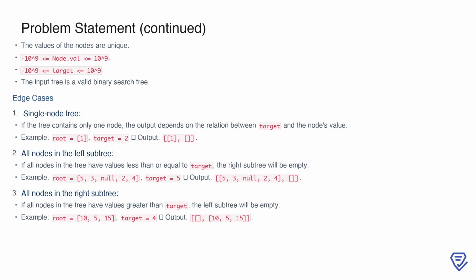For example, if the root is 1 and the target is 2, the output is 1. If all node values are less than or equal to the target, the right subtree will be empty, and similarly, if all node values are greater than the target, the left subtree will be empty. These scenarios ensure the function handles all potential inputs gracefully.